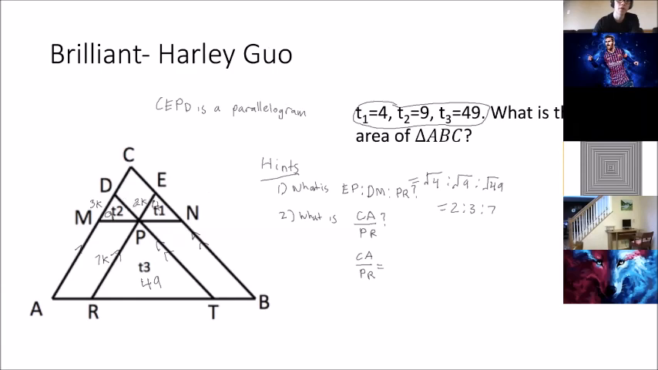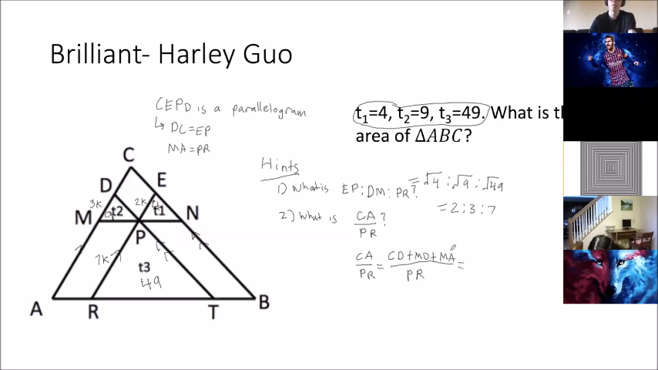Because all these opposite pairs of sides are parallel, that means DC is equal to EP. And similarly, MPRA is a parallelogram, so we get that MA is equal to PR. So if you go back over here, we can split CA into CD plus MD plus MA, all over PR.